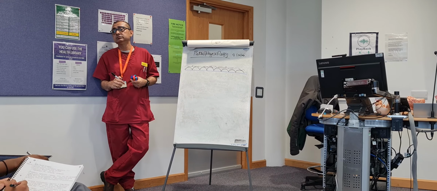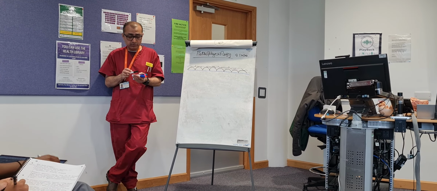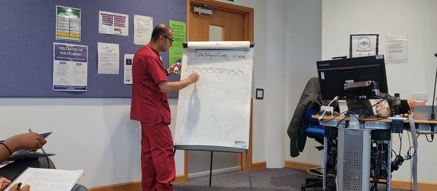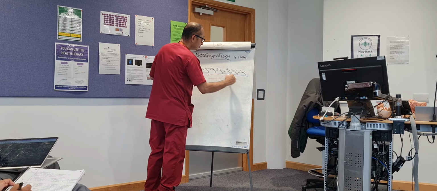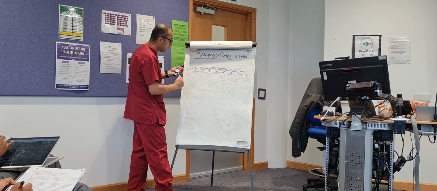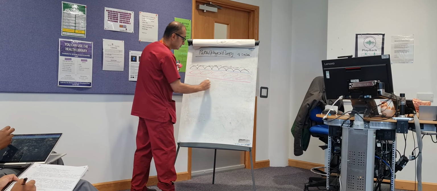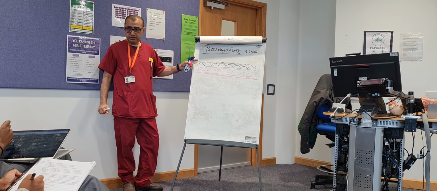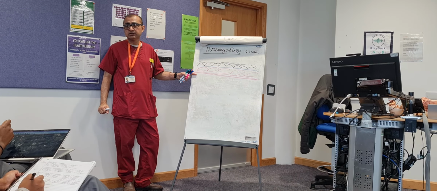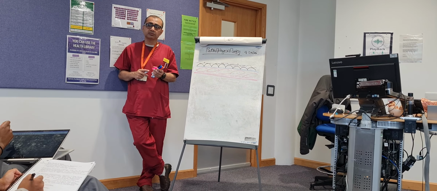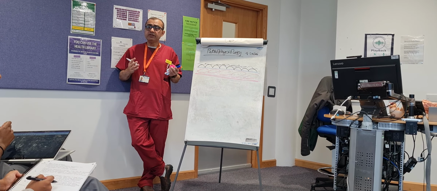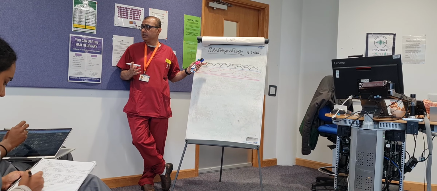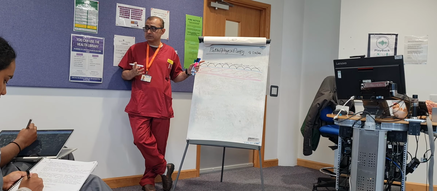What is the middle layer? Tunica media. What has it got? Yeah, smooth muscles and connective tissue. And what does the adventitia have? The final layer, tunica intima, media, adventitia. What has adventitia got? Mainly fibrous tissue. Okay, so these are the layers of the blood vessels.